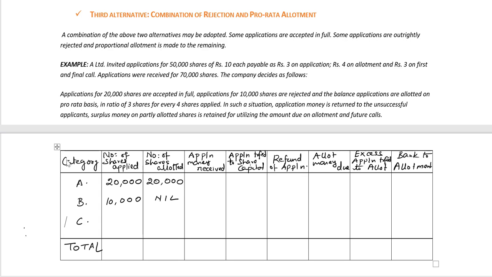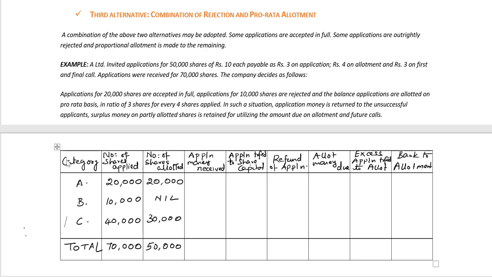We should remember that in the total of the number of shares applied column, applications were received for totally 70,000 shares. And the maximum shares that can be allotted is 50,000 shares. So as a balancing figure, we get that for category C, the number of shares applied should be 40,000 shares. And the balancing figure for the same category C for number of shares allotted is 30,000 shares.